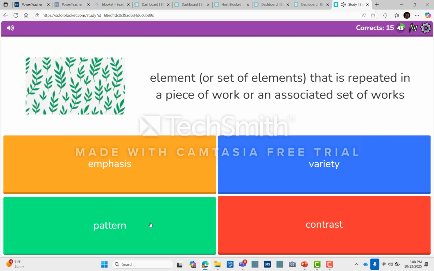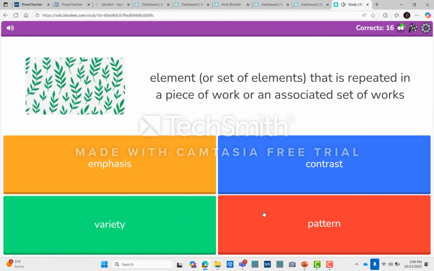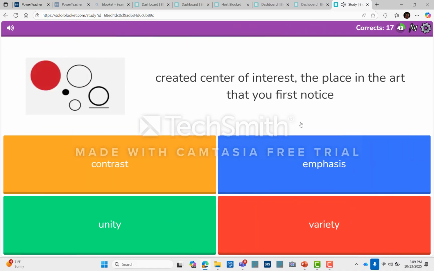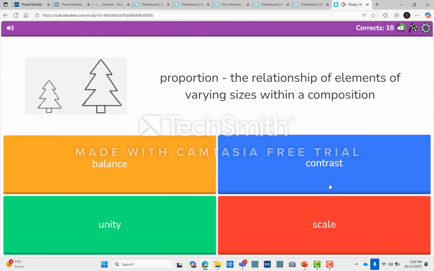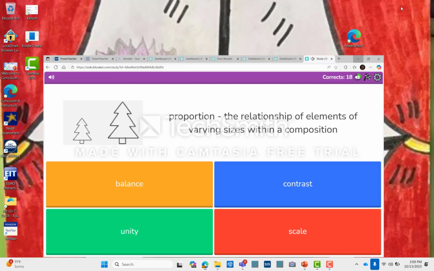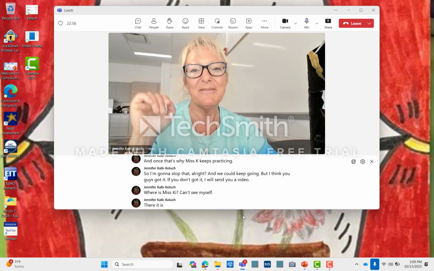All right. And so I'm going to give you this. I don't think we need to do 60, but do you see how much easier it is getting as we keep going? That's why Miss K keeps practicing. So I'm going to stop that. We could keep going, but I think you guys got it. If you don't got it, I will send you a video. Where is Miss K? I can't see myself. There it is.